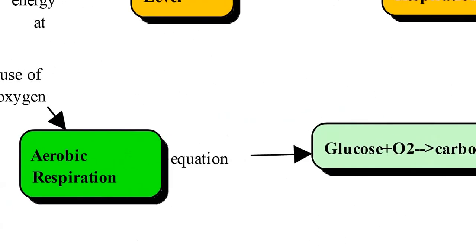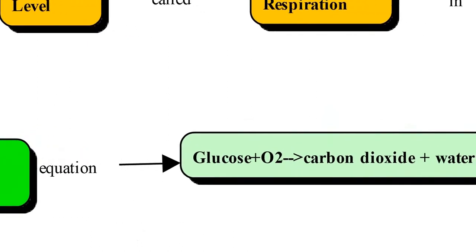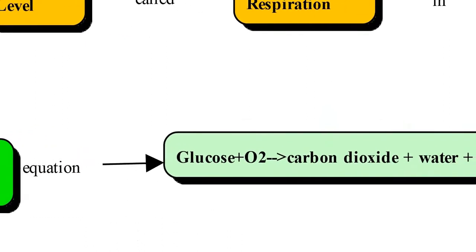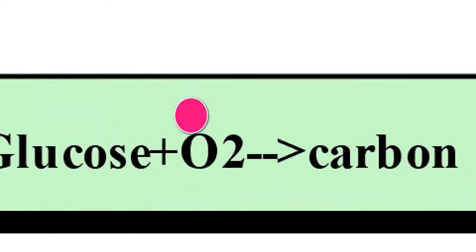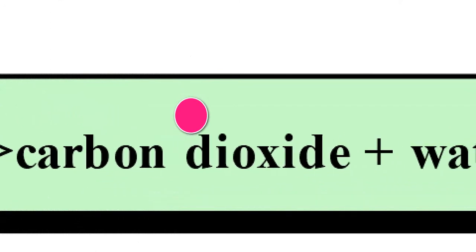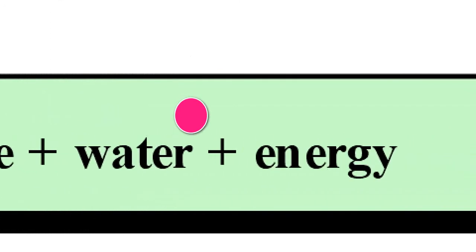Aerobic respiration can be represented by an equation. Glucose reacts with oxygen and produces carbon dioxide, water and energy.